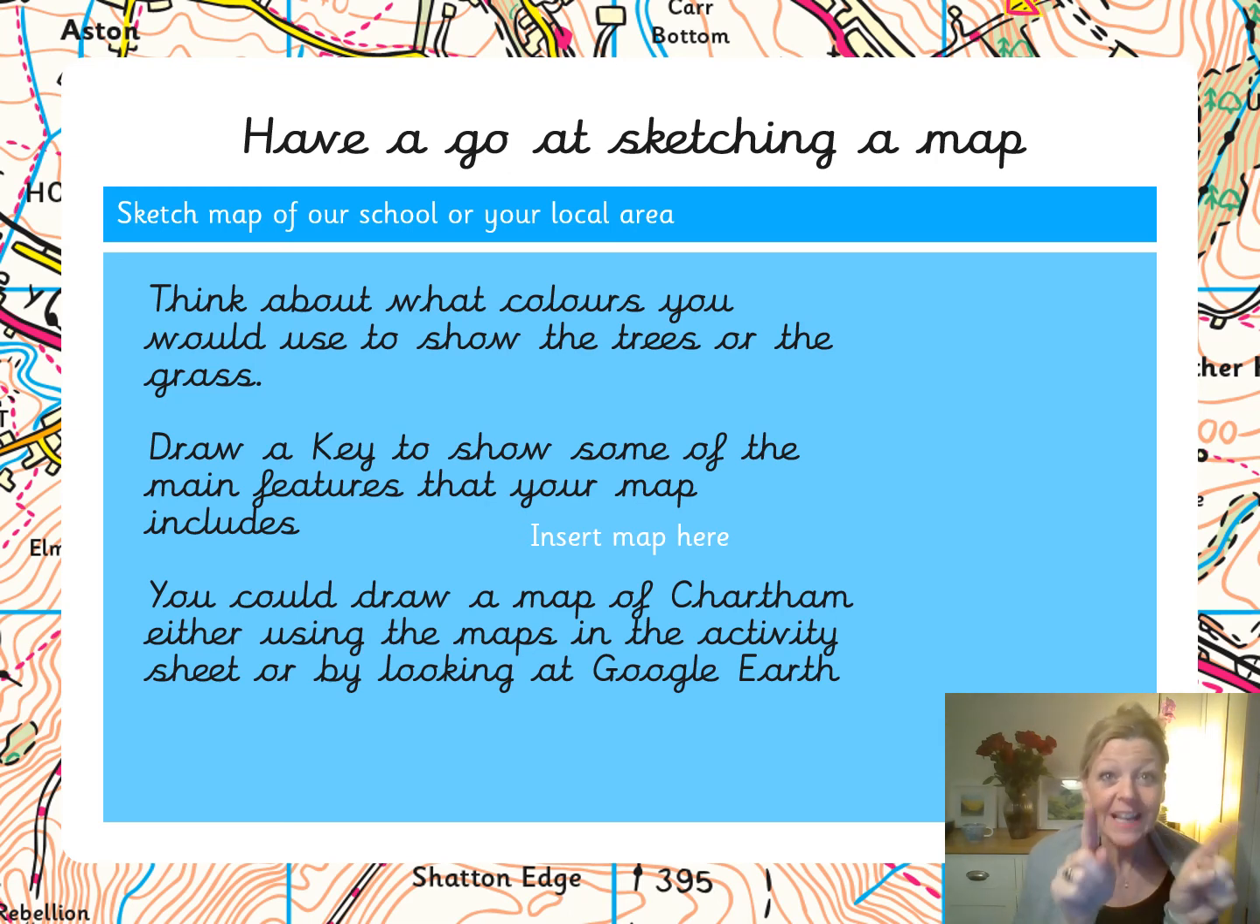You could put in the telephone box, which is our little special library, and the shop on the green, the park, the village hall. There's a little bit of a river there, I think, in that part, the railway station. See if you can find those things on that map, and maybe that's the map you want to have a go at sketching. It's up to you which one you do.